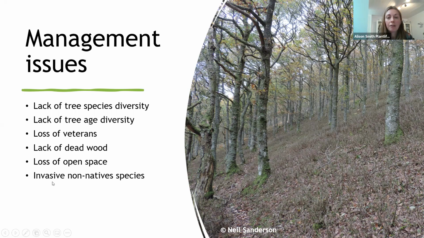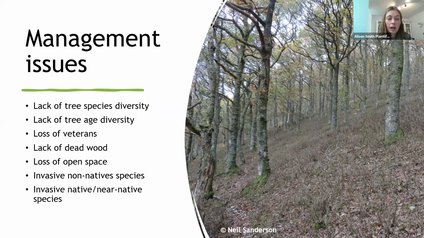We also have invasive non-native species, which I think is quite well known about. Things like rhododendron and laurel, we know that they're an issue in our woodland, and there are underway and have been underway big projects to try and remove those invasives from our temperate rainforests, because they're obviously blocking out light and taking up space where our lichens and bryophytes would grow.